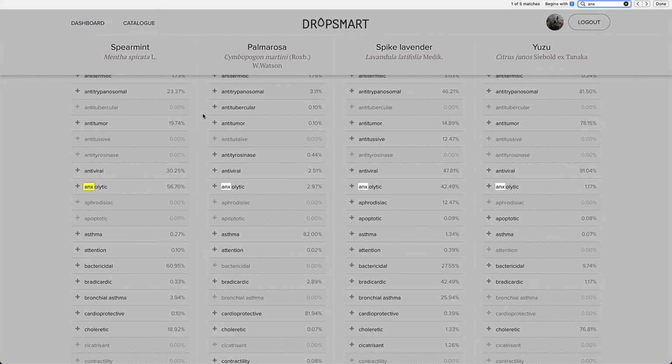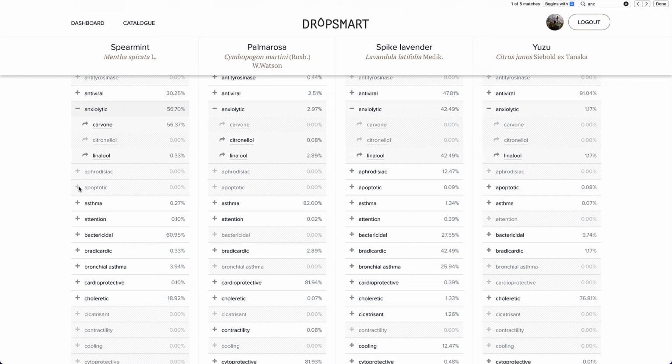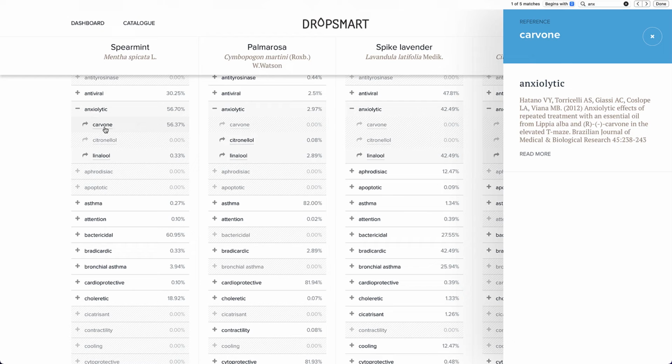So here is anxiolytic action, and with Palmarosa it is a little bit less because it dominates geraniol, which doesn't have research on anxiolytic action. But look at this, how surprising. I wanted to show you spearmint because of this, because it has quite a large portion of carvone. And I never thought that this component would be anxiolytic. So we will then take this component and take a look.